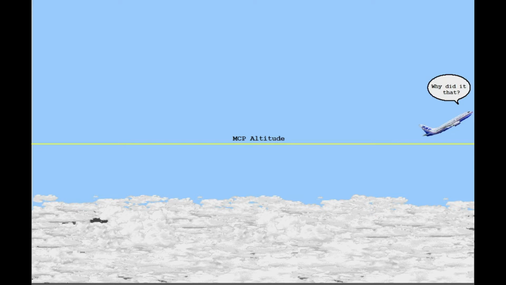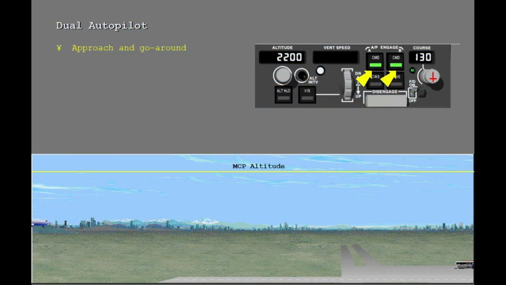Other problems with the autoflight and stabilizer trim systems can occur on a dual autopilot go-around. You saw before that two autopilots are only used for approach and go-around. All other pitch and roll modes use a single autopilot.